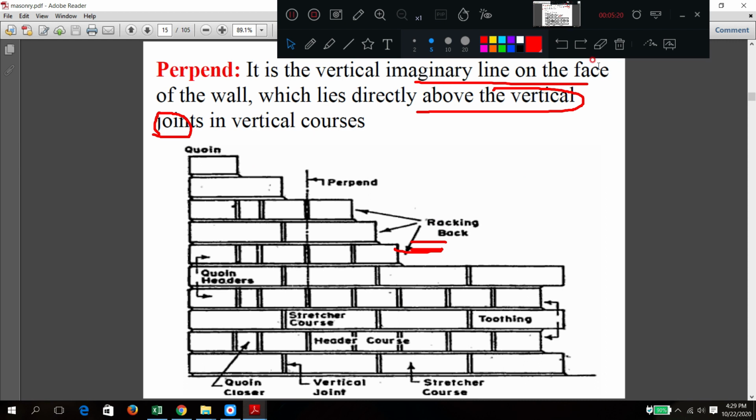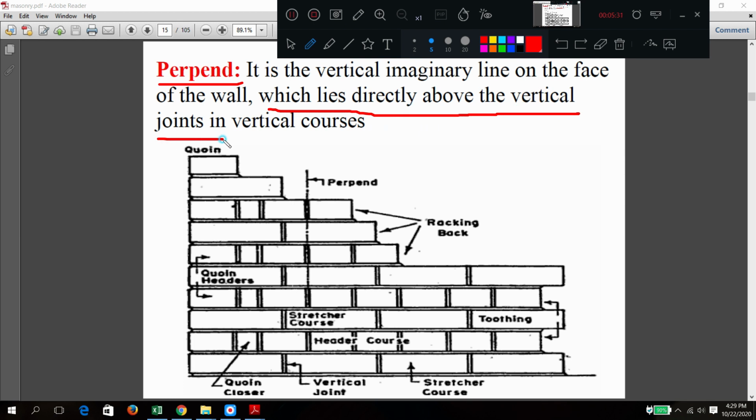Now perpend, we have already seen this one. Perpend is a vertical imaginary line on the face of the wall which lies directly above the vertical joint in the vertical courses. We have already discussed one joint, leave one, another joint, leave one, another joint. The imaginary line joining these alternate vertical joints is called perpend. Already explained, no problem.